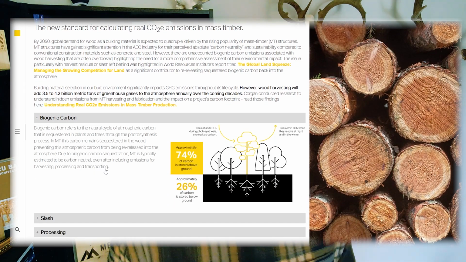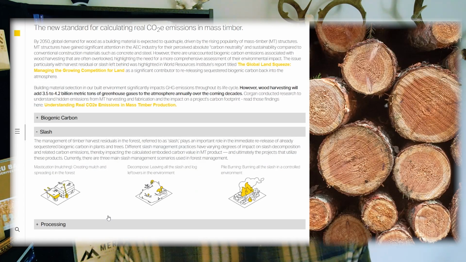And here's the twist. Only about 35% of a tree makes it into the building. The rest, the bark, the branches, the roots, it's often left behind or burned, releasing carbon that's rarely tracked in typical LCA models. But that carbon matters. And this episode isn't about knocking timber, it's about building smarter.